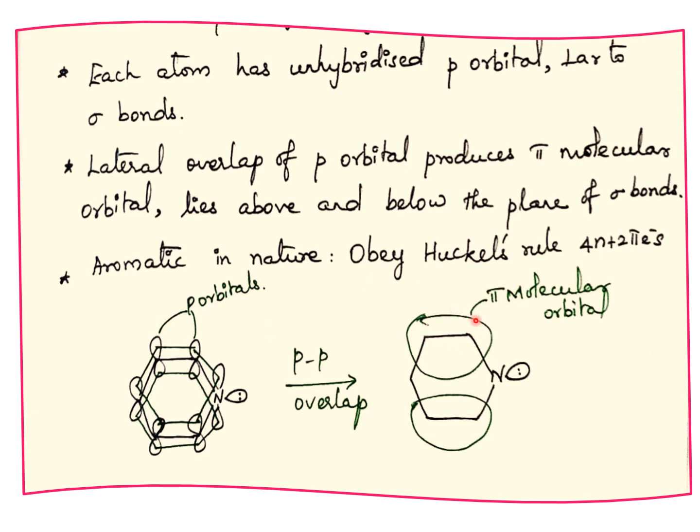The pi molecular orbital above the plane is shown here. Similarly, the one below the plane is also shown here. This pi orbital zone is obtained by the overlap of the unhybridized p orbitals with each other. And here the nitrogen still retains its lone pair of electrons.